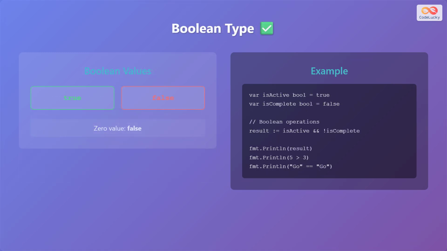Let's explore the Boolean type in Go. Boolean values can be either true or false. The zero value for a bool is false. Here is some example code. First, a variable isActive of type bool is assigned to true. Next, a variable isComplete of type bool is assigned to false. After this, a result variable is created by using Boolean operations on isActive and isComplete. Then print the result, a comparison operation, and finally a string comparison operation to the console using fmt.Println.